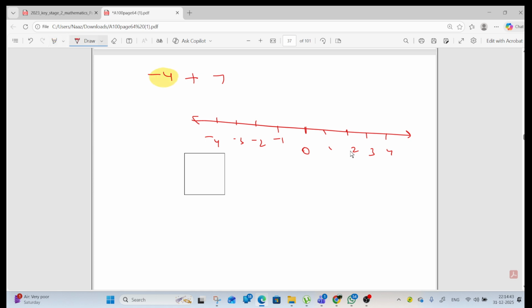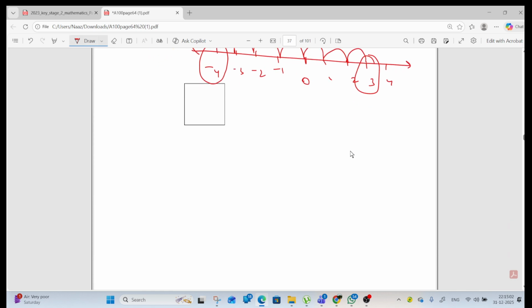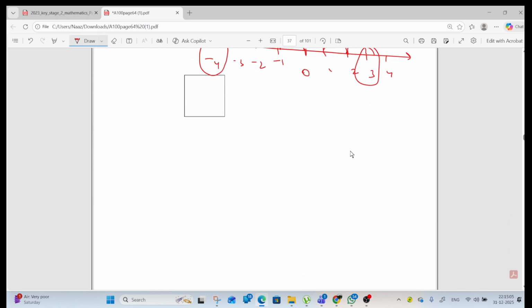We always start with the first number, which is this, right? Plus 7, because we are adding a positive number, so we need to move to the right side on the number line. How many steps? 7 steps. So 1, 2, 3, 4, 5, 6, 7. So the answer is 3. Clear? Yes. Adding a negative number, that's how we do it on a number line.